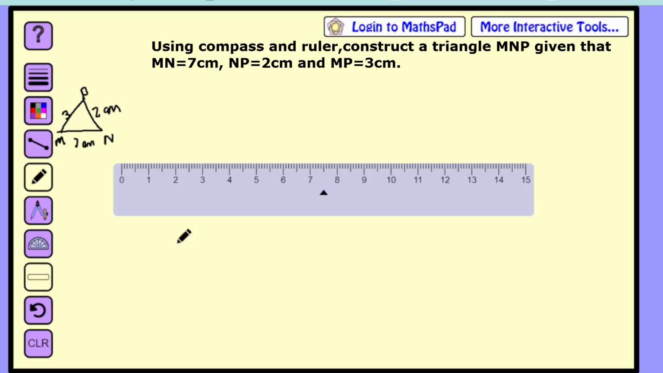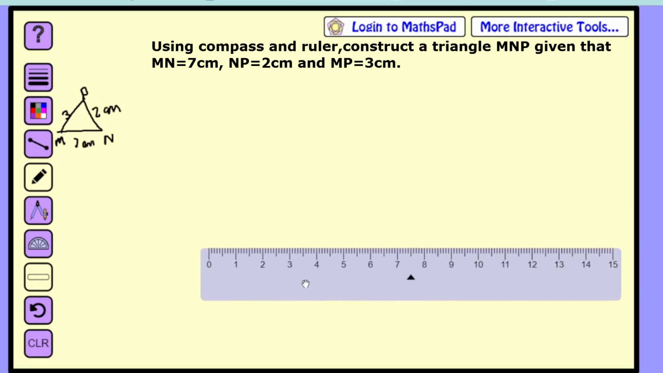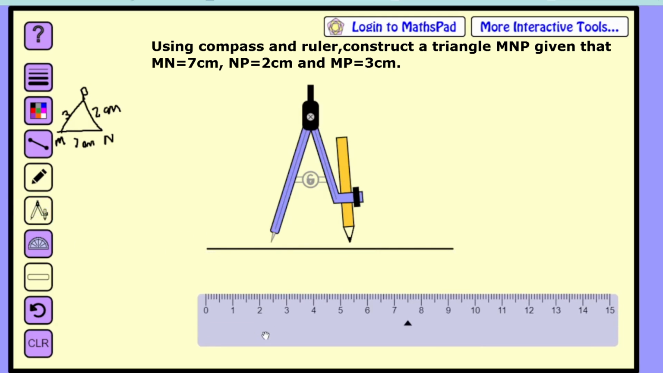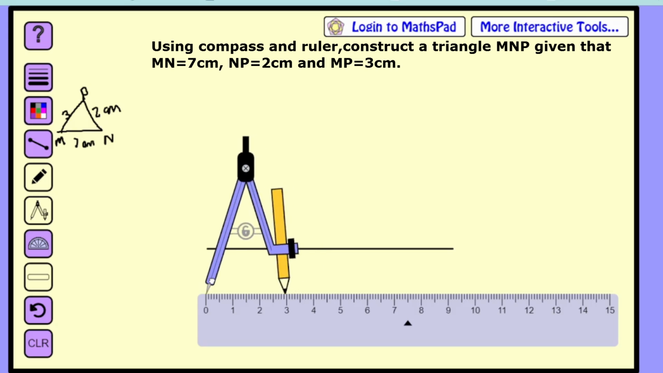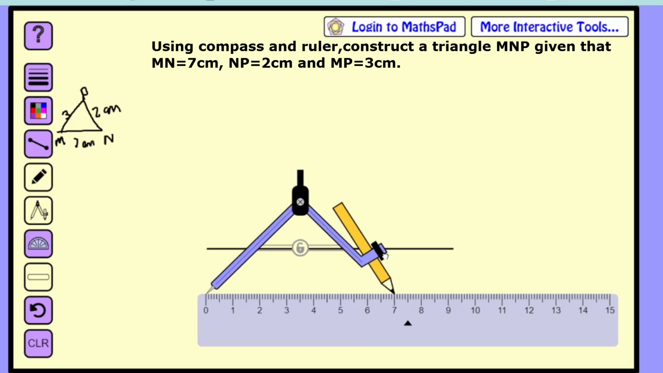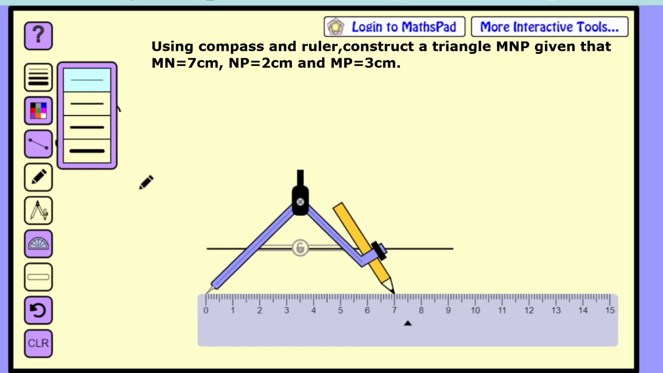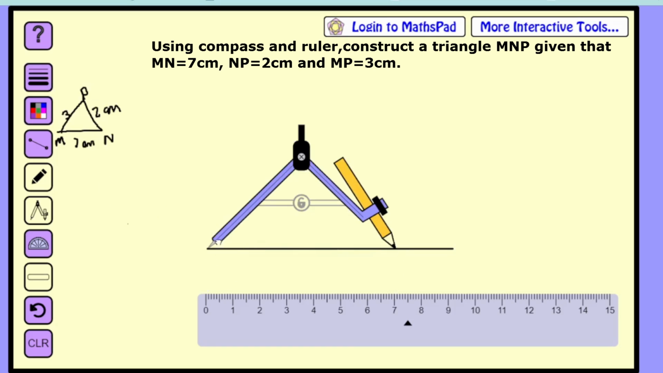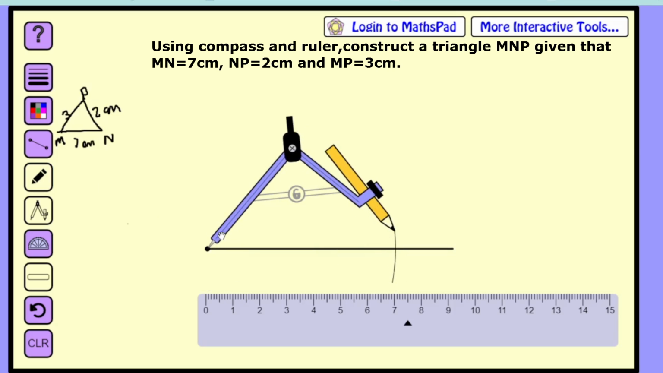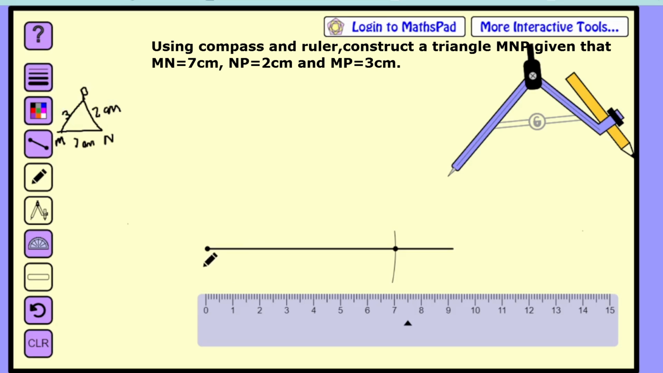So we're going to go ahead. Take our ruler. We're going to draw a long enough line. Then with our compass, we are going to open our compass to our base length, which would be 7 centimeters. So ensure that our pencil is sharpened, and we are going to swing a faint arc to cut that line. And now we're going to go ahead and just name our points. So this is point M, this is point N.